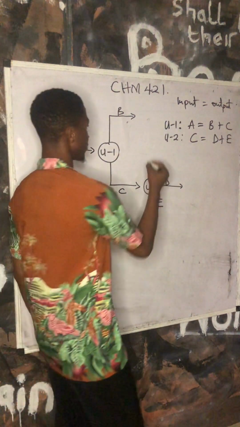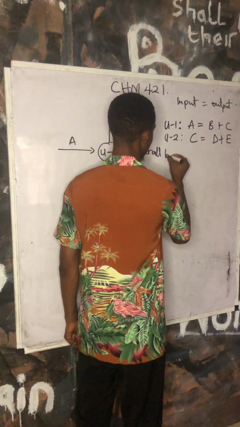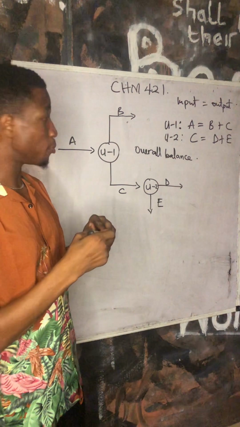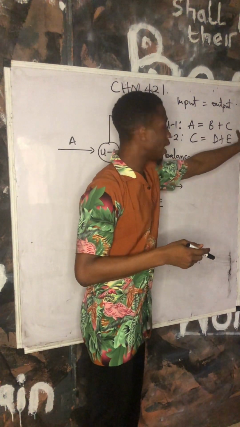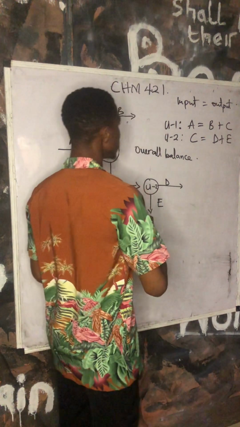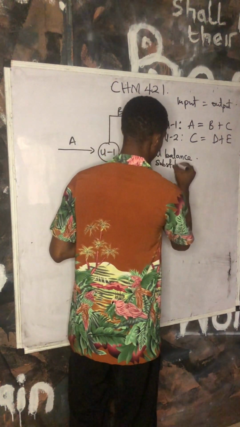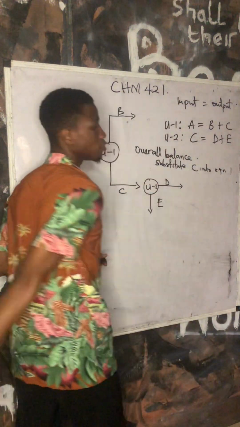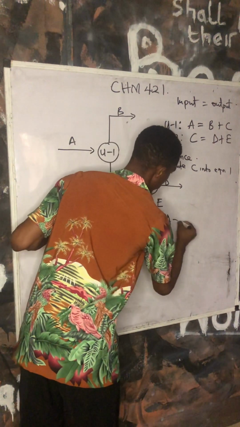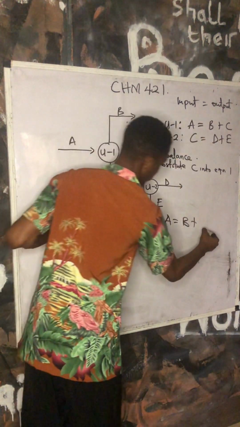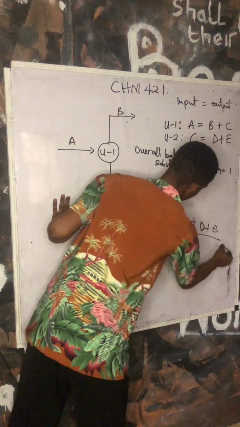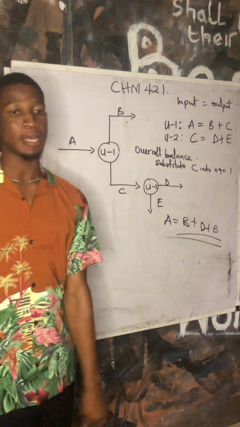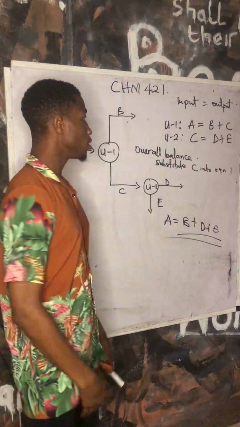So what will be the overall balance? Now look at it, it's very, very easy. Subject to formula, you know that A equals B plus C. And C here is D plus E. So all you do is substitute C into equation 1. So you now have A equals B plus, instead of writing C, D plus E. And that's it. So this now is the overall balance, or you call it overall material balance. Choice is yours. But that's it.